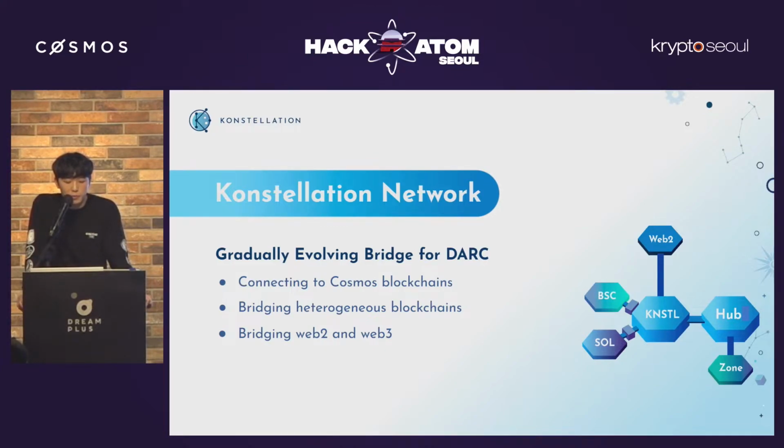But actually, we believe our approach can solve a wide range of problems when properly configured with existing solutions in each blockchain. For example, with Dark being interoperable, it's actually possible to implement general cross-chain swap features by combining DEXs on each chain. We have a step-by-step plan for improving the bridging feature. The first being connecting to Cosmos blockchains, the second being bridging heterogeneous blockchains, and the third being bridging the Web 2 and Web 3 world. The details of them will be discussed later in this presentation.